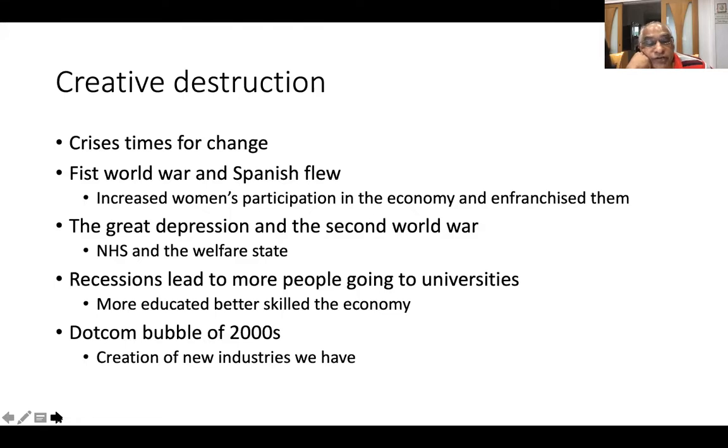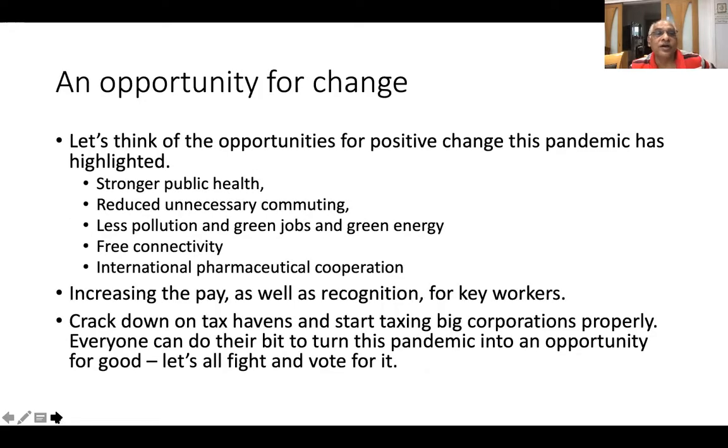Recessions lead to more people going to the universities. In the 70s, there was a crisis, a shortage of jobs, and that led to more people going to the universities. When there are fewer jobs, people look towards universities as an option to wait out. The dot-com bubble of the 2000s led to the destruction of some industries and the creation of new industries, which has been generally good. So this is an opportunity for change. Let us think of the opportunities for positive change that this pandemic has highlighted.